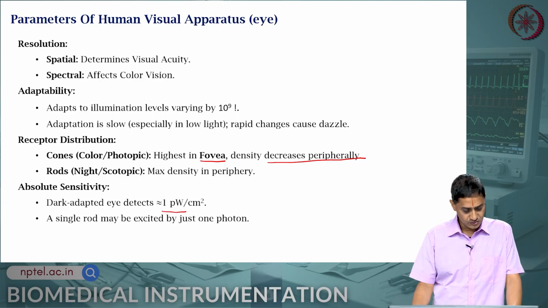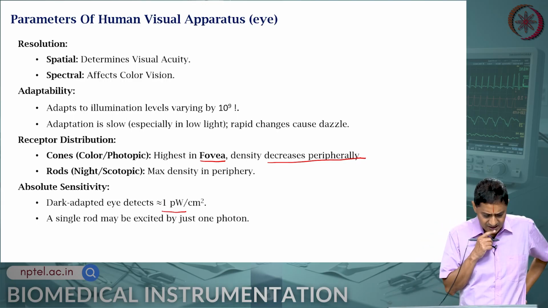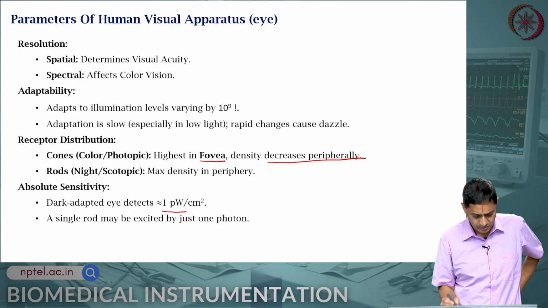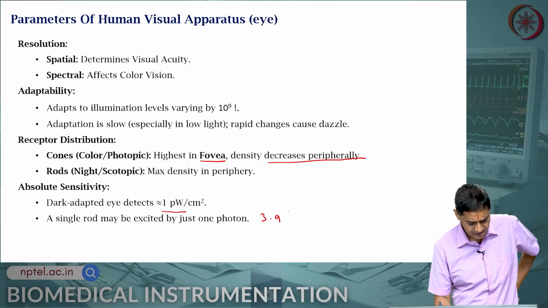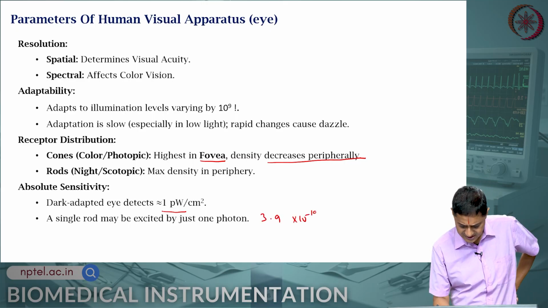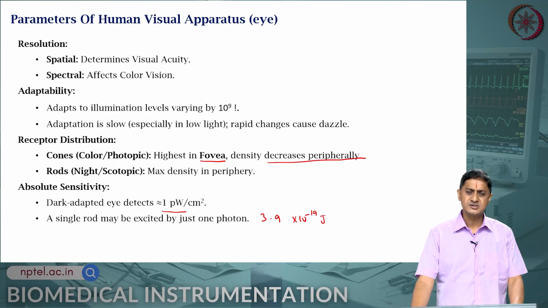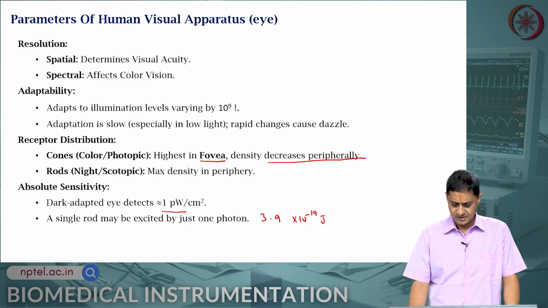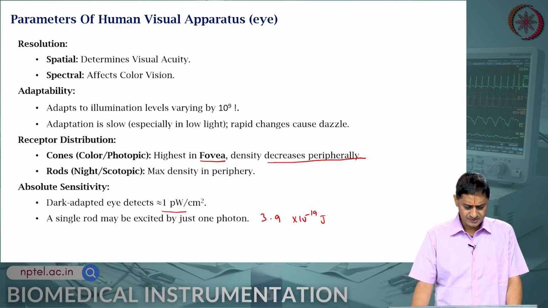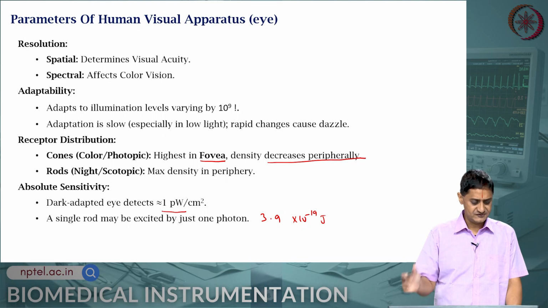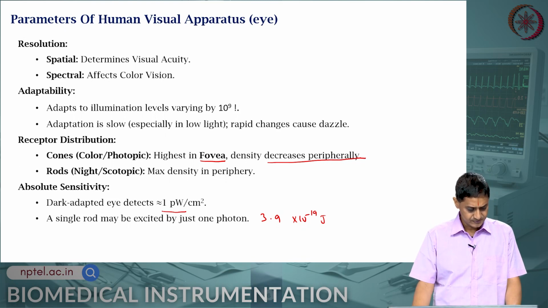So, what is the activation energy in 1 photon? About 3.9 into 10 power minus 19 joules. That can be detected by the rod, which is phenomenal ability, phenomenal acuity. Something to keep in mind. About 5 to 10 rods must be activated for you to be able to perceive. Something to keep in mind.